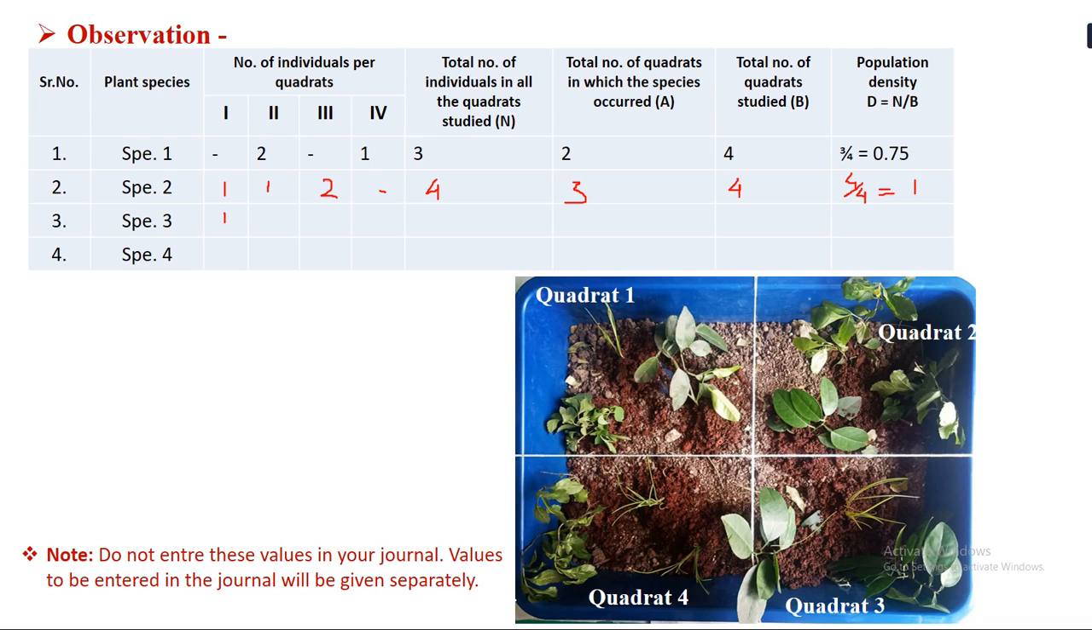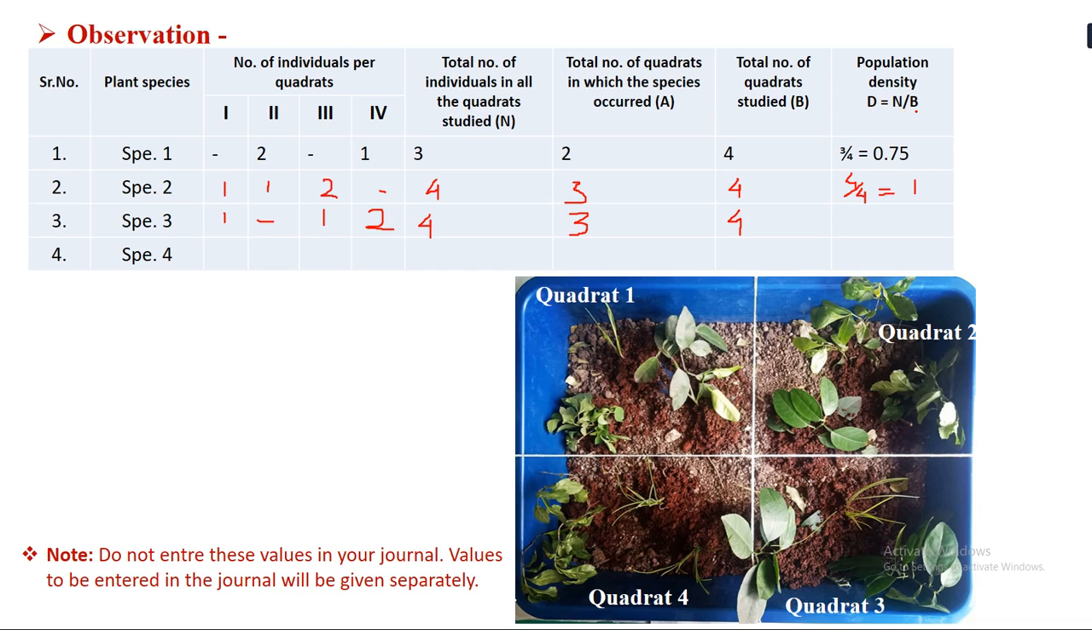So again 1. In the second quadrant, there are no Zapyranthus growing, so dash. Then in the third quadrant, there is again 1 growing, so 1. In the fourth quadrant, there are 2 that are growing, so 2. Total number of individuals in all the quadrants, 1 plus 1 plus 2. That goes for again 4. Total number of quadrants in which the species has occurred. So the species has again occurred in the 3 quadrants out of 4. So 3, and number of quadrants that we have studied is 4.